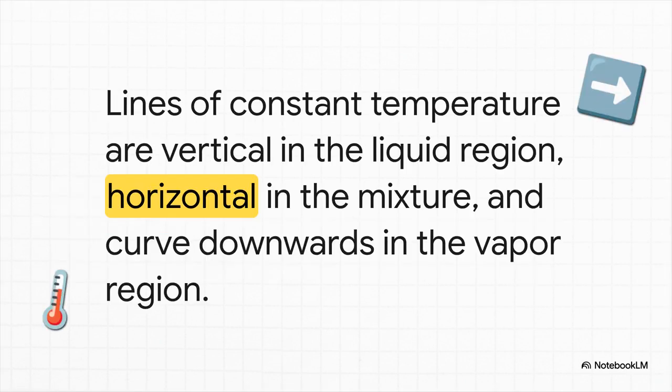Okay, let's start adding some lines to our map. These are lines of constant temperature. And look at the weird path they take. On the left, in the liquid zone, they're almost perfectly vertical. But the second they hit the dome, that boiling zone, bam, they go completely flat, completely horizontal. Why? Well, remember what we just learned. When something is changing state, its temperature doesn't change. That horizontal line is the visual proof of latent heat at work. Then, once it's all gas on the other side, the lines curve down again as it gets superheated.